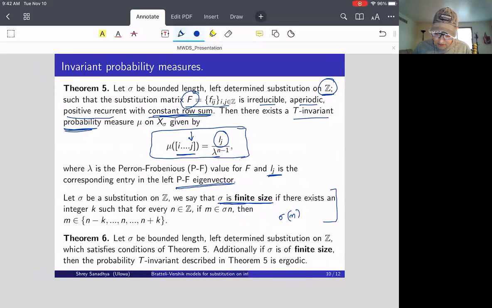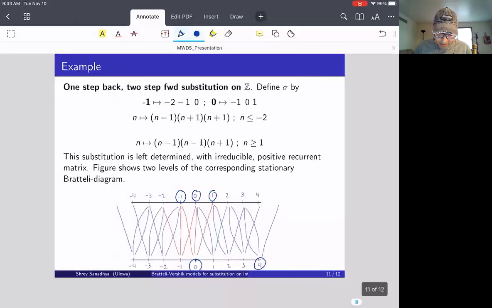So if my sigma is of finite size, then this expression that we have found is actually ergodic. So this invariant measure that we have found is ergodic. And these are our two theorems. And here is one example, and this is the one step back, two step forward substitution on Z. And I've written it explicitly here. And here I've given two levels of the Borel-Bratteli diagram, because this is a stationary diagram, so just giving two levels will work. So I have given two levels of the corresponding Borel-Bratteli diagram.